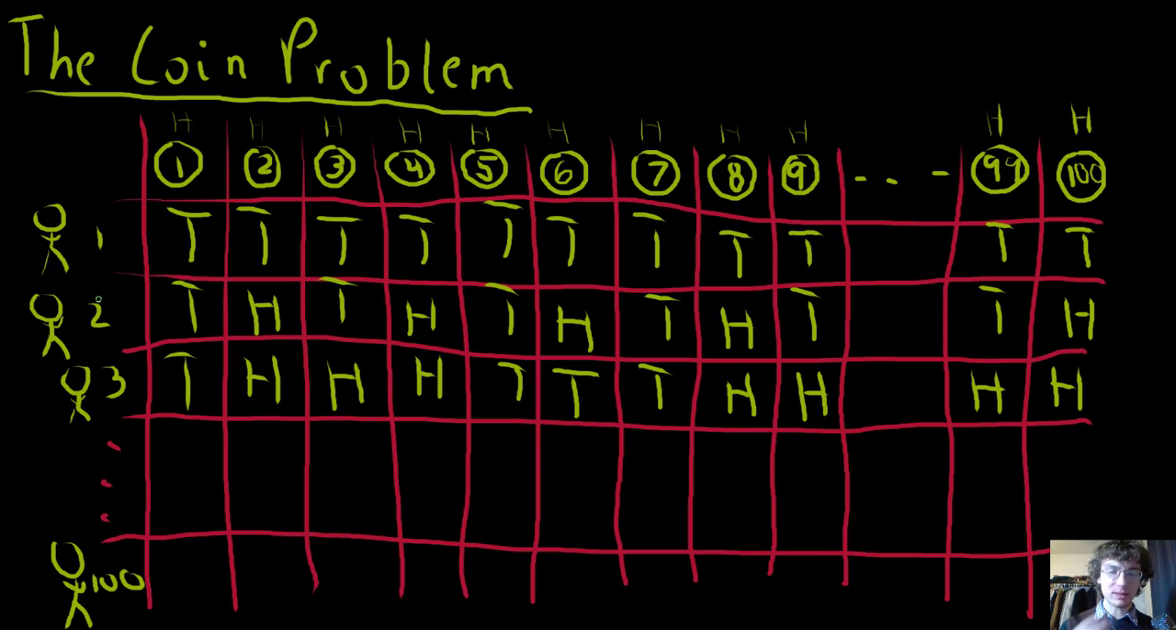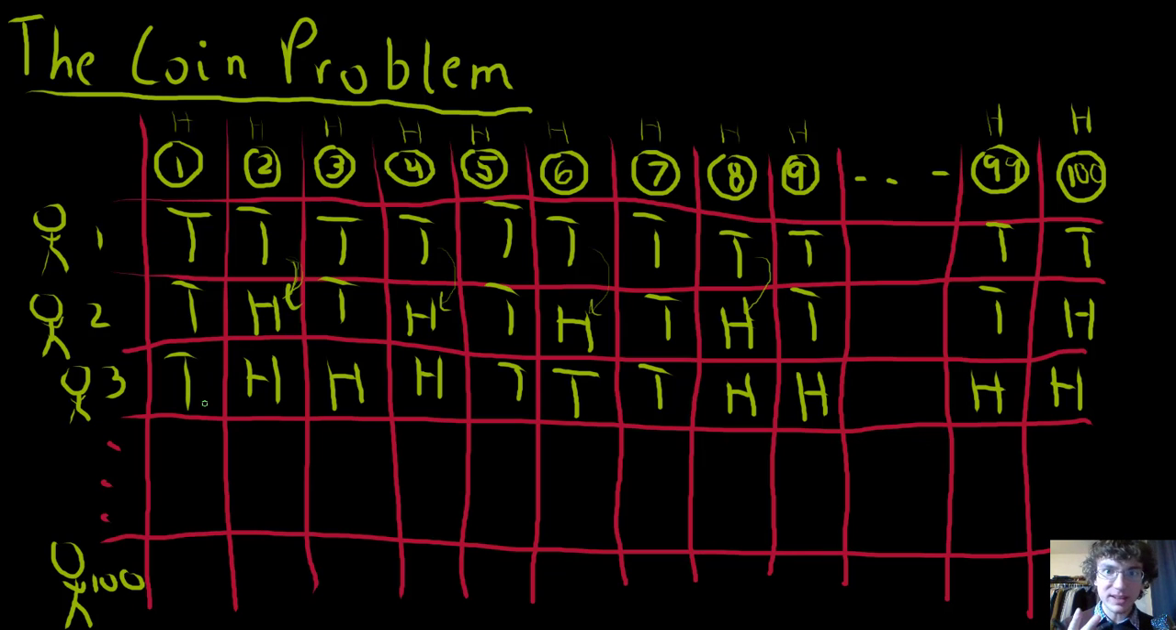Now person 2, he's number 2, so he'll flip every 2 coins, which means he doesn't flip coin 1, but coin 2 he flips from tails to heads. So this one flips. And then coin 3 does not flip, coin 4 he flips from tails to heads, and so forth. Coin 6 he flips, and coin 8 he flips, and so on. So all the even coins are going to flip on person number 2.